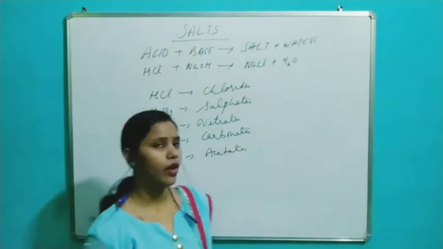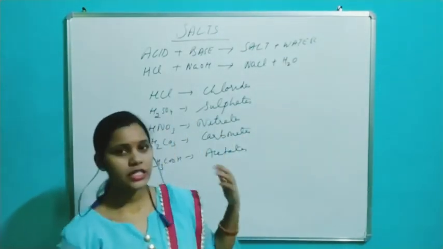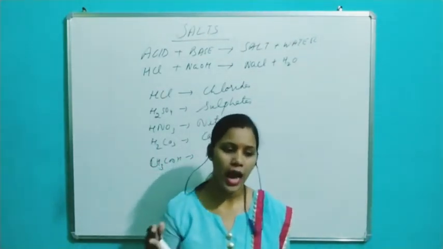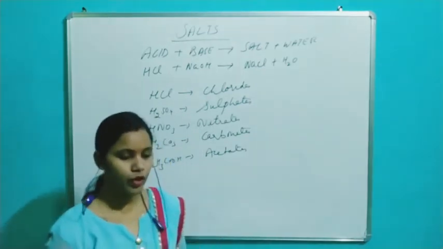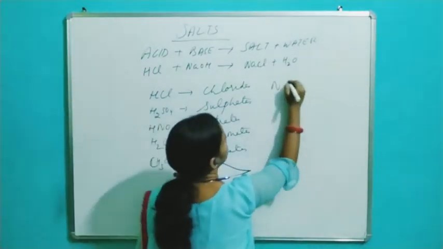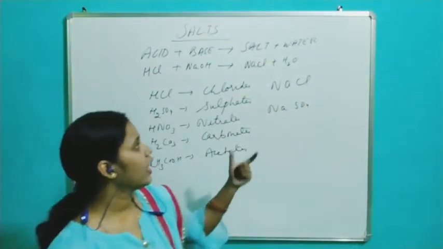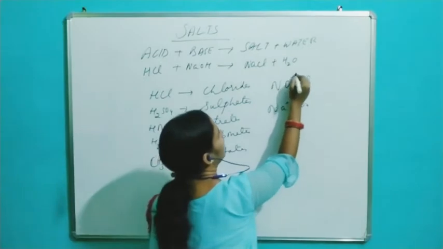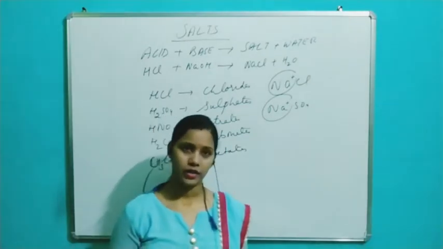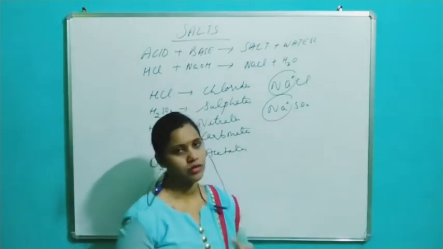Now, why am I calling them a family of salts? What do we understand by a family of salts? The salts which have the same positive ion or negative ion are said to belong to the same family. For example, sodium chloride and sodium sulfate. Here we can see there are Na plus ions in both the salts, the same positive ions. So these are called the sodium salts because both have the same positive ion.